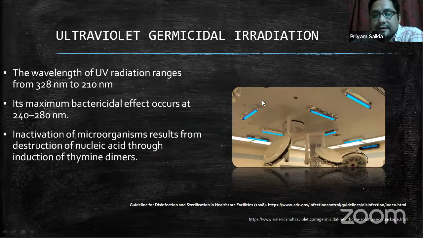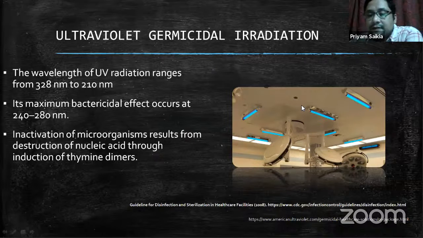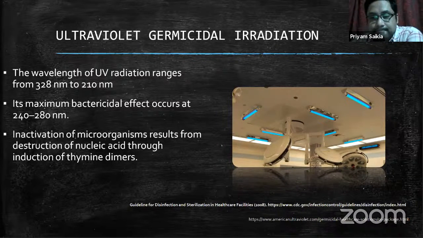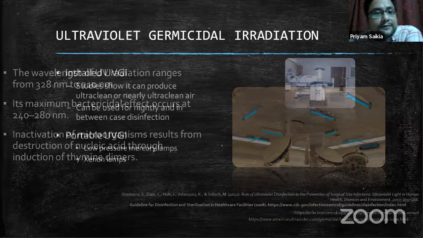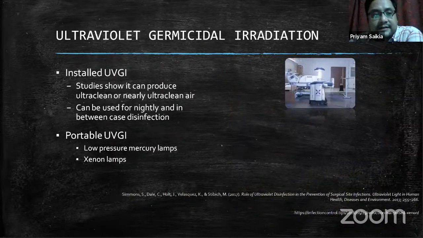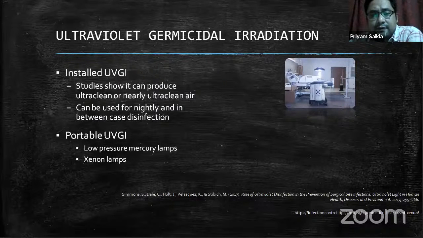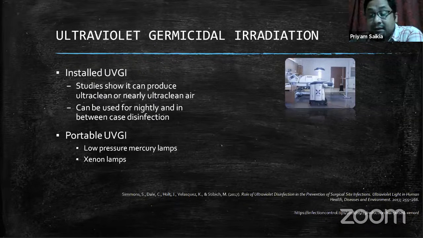In this image, we see some ultraviolet germicidal lights fixed onto the ceiling, and they are switched on when there is no one inside the OT, mostly throughout the night. It is thought that they decontaminate the air as well as the surfaces. There are mainly two types of UVGI devices. One is the installed UVGI, which I showed in the last image. Studies show that this can produce ultra clean or nearly ultra clean air, and it can be used for nightly and in-between case disinfection.